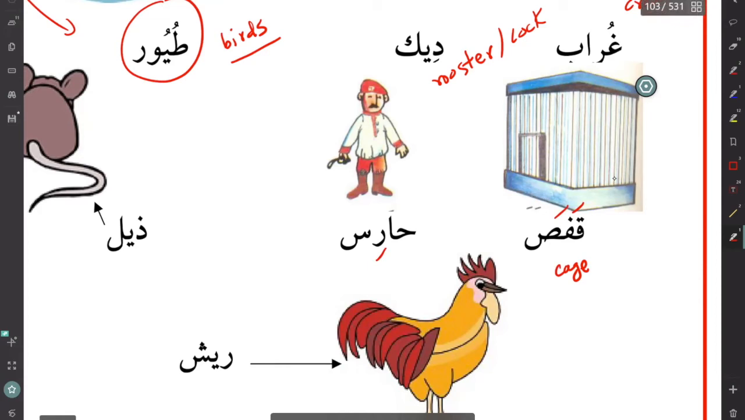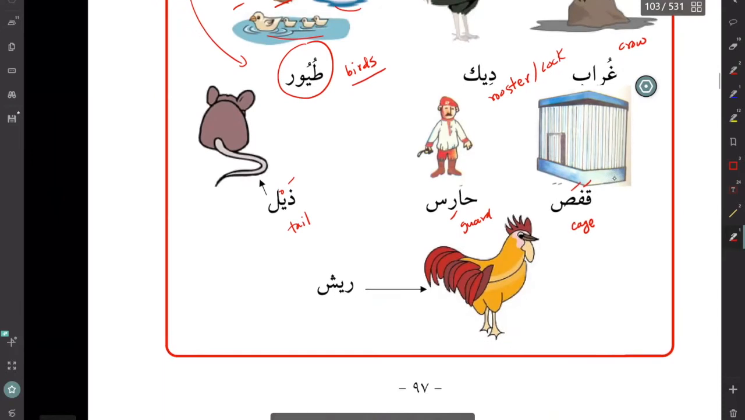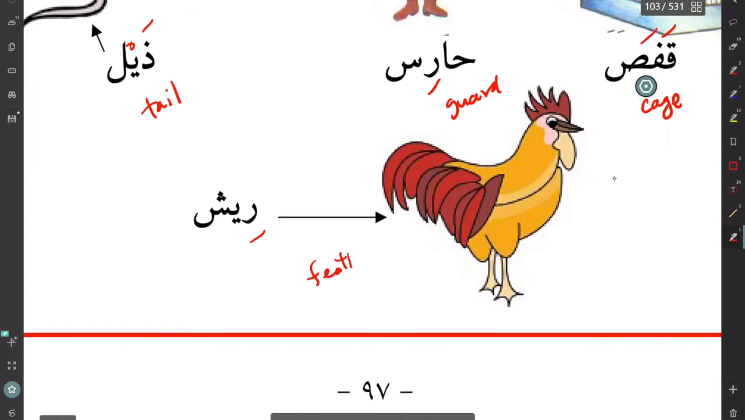And this fella here is haris. Haris is a guard. Someone who guards anything. It doesn't have to be a cage. It can be somebody who is guarding a door, a doorman. You can use the same word, haris. Zailun is the tail. Okay, zailun is a tail. And rish is feather. Rish is feather. Okay.